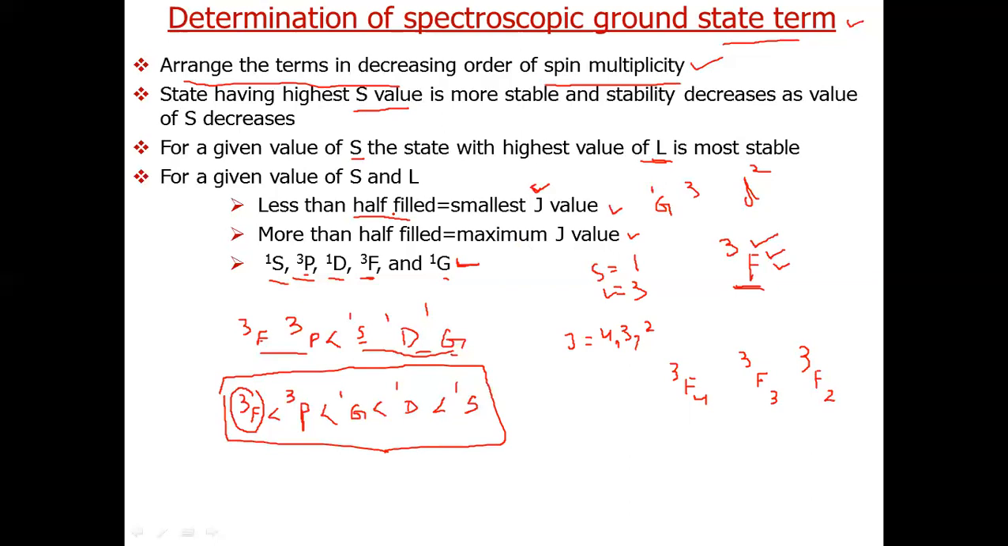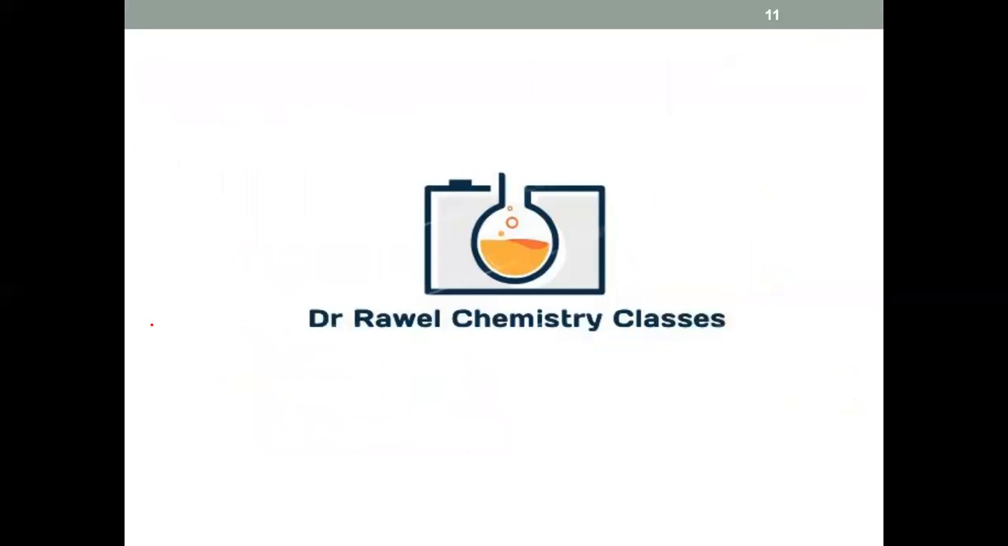Now we will apply this rule. As D2 is less than half filled, the symbol with the smallest J value will have the lowest energy. So 3F2 is the ground state term symbol for D2 configuration. Similarly, we can find term symbols for other D configurations by applying the same methods, and we can find the ground state term.